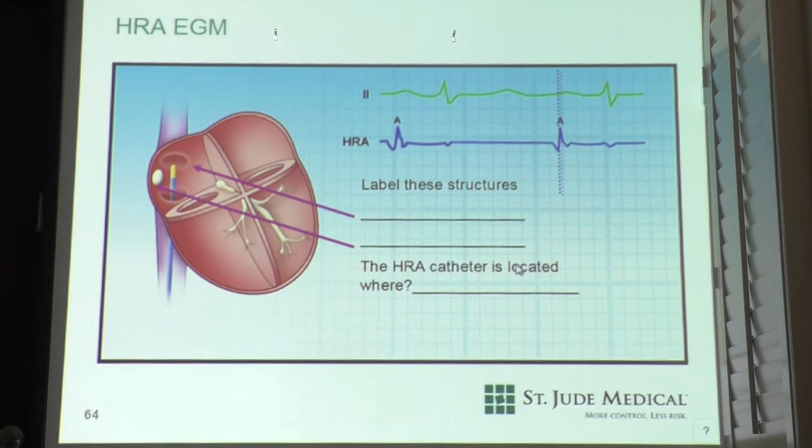So let's go back. What's the top structure here? What's this hole? SVC, yep. And then they're showing the SA node location. And then so where's the HRA catheter located?